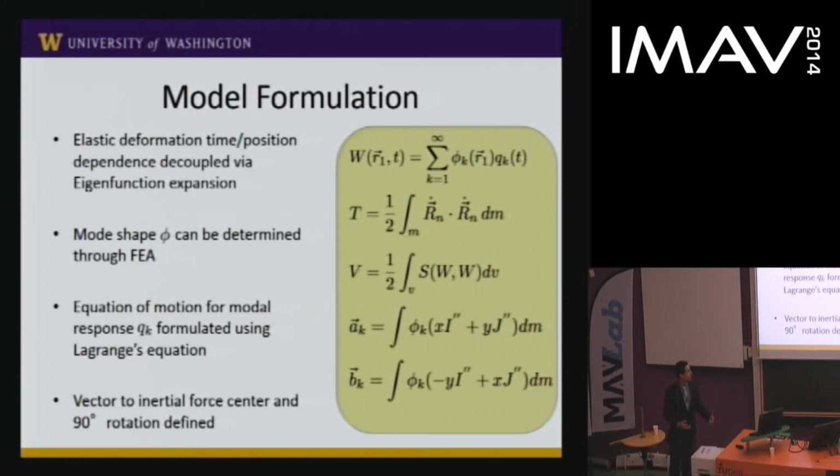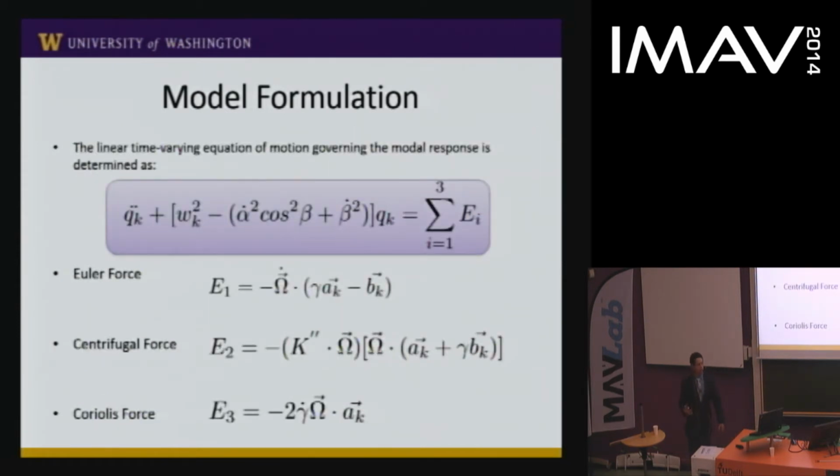So to formulate the equation of motion that governs these modal responses, we've come up with expressions for the kinetic energy, indicated by T, and the potential energy, indicated by V. And we'll use Lagrange's equation with these energy quantities to figure out what the equation of motion for the kth mode shape is. We've also defined two vector quantities here which relate to the inertial force center. The only reason I've presented these is because they'll show up in the equation of motion.